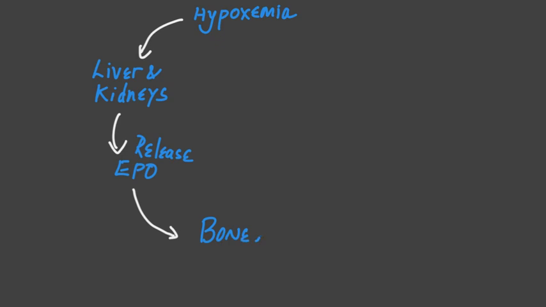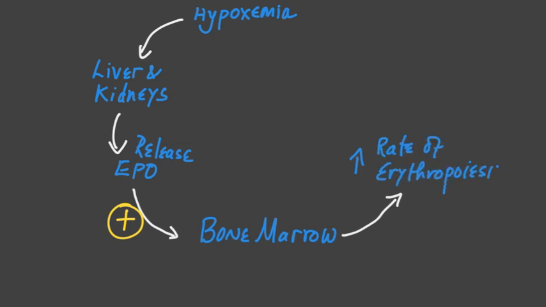This must happen in the bone marrow. So EPO acts on the bone marrow, which becomes activated, and so the rate of erythropoiesis goes up. As a result, the number of red blood cells increases. As we know, red blood cells carry oxygen, and this brings the level of oxygen in blood back to normal. This is a negative feedback loop, starting with low oxygen and ending with increased levels of oxygen.